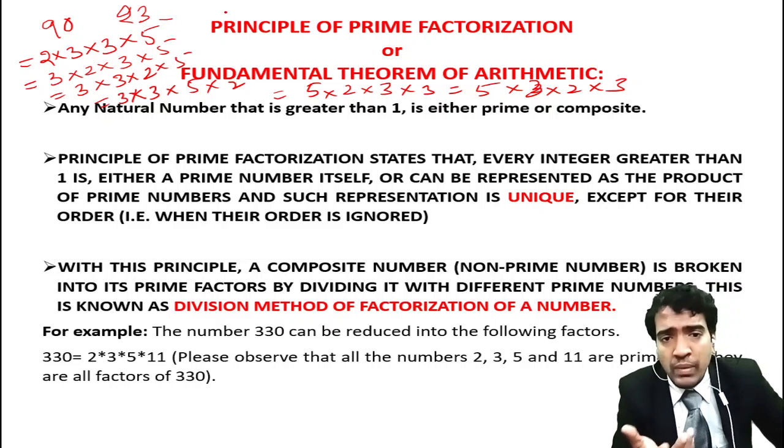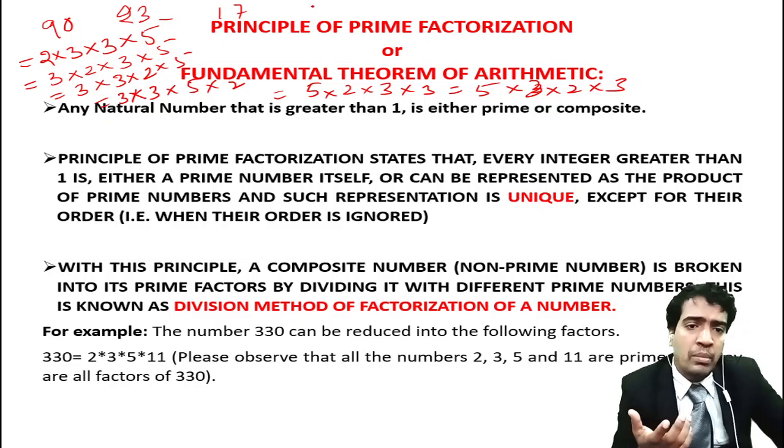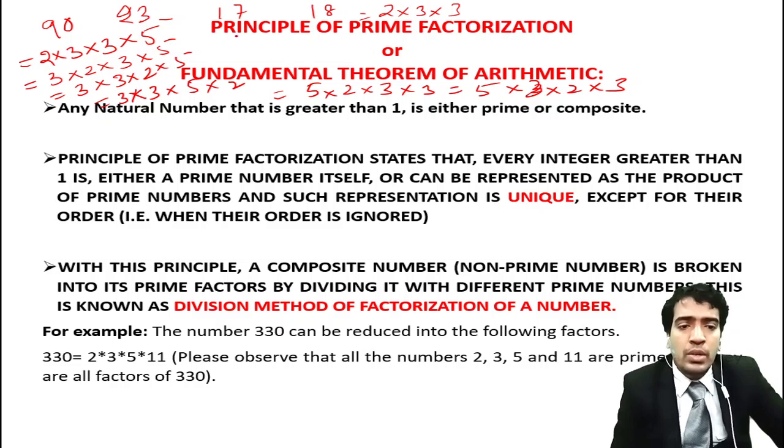23 is a prime number itself. Let us take 17. 17 is a prime number itself. Let us take the number 18. You would say 2 into 3 into 3. Right? So, every number greater than 1 in the number system is either a prime number itself or can be represented as a product of prime numbers.